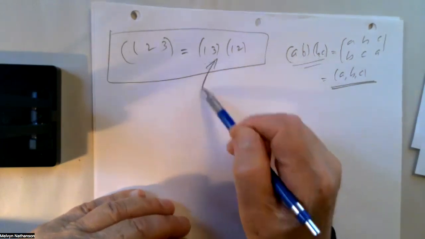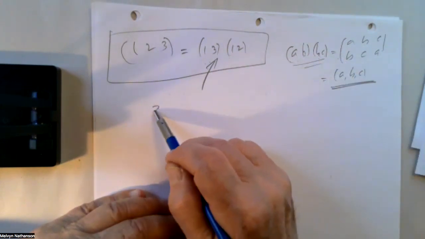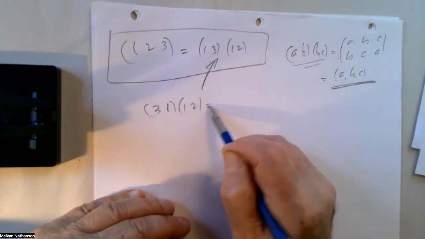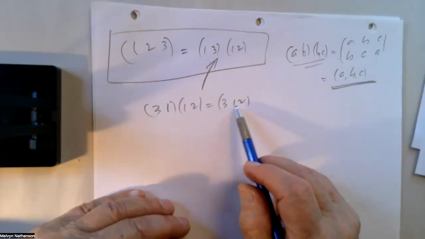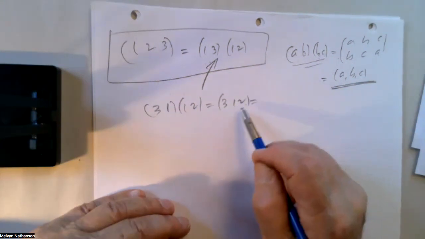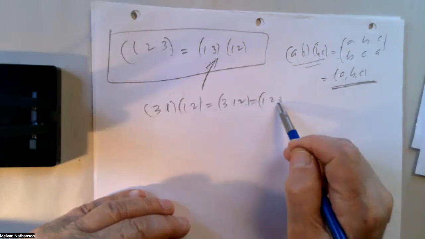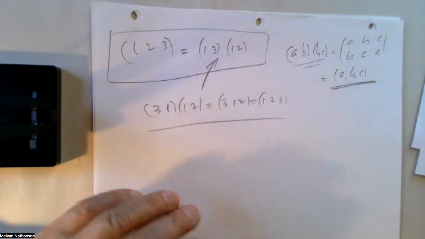In fact, if I put this in this form, (1 3) is the same as (3 1). So (3 1) times (1 2) would be (3 1 2). And this sends 3 to 1, 1 to 2, 2 to 3. That's the same as 1 goes to 2, goes to 3, goes back to 1. So that's another way of saying that.